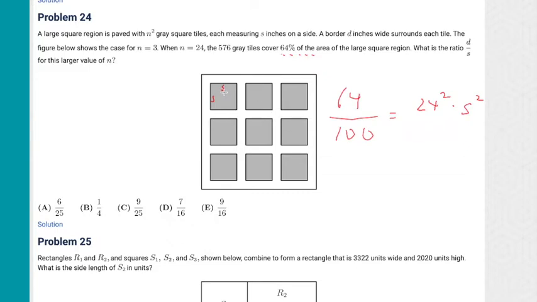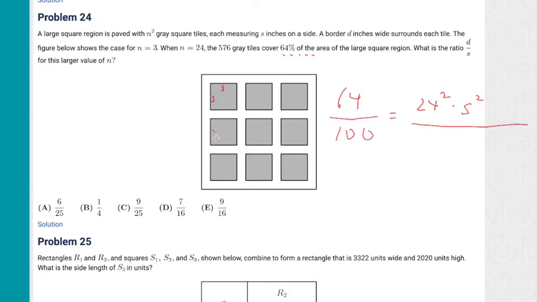And that's the area of all the gray stuff, right? And 64% of the total big white square is covered by the gray stuff, so you need to divide by the total area. So we need to be careful in this part. So you can see, we can just look at the 3 case, right? Because it's easier to visualize.